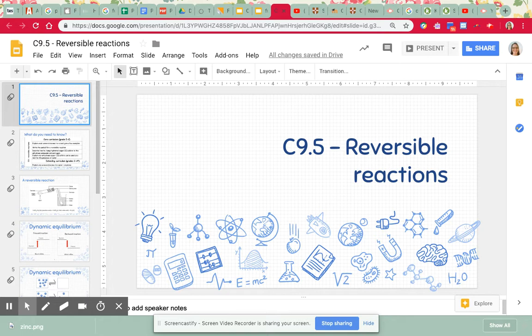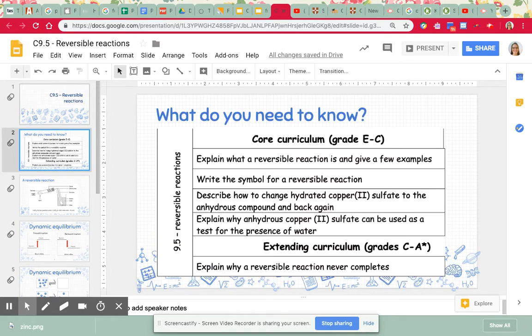In this lesson we are going to learn about what a reversible reaction is and what this term called dynamic equilibrium means. What does that actually mean in terms of the molecules? So what is it you need to know?